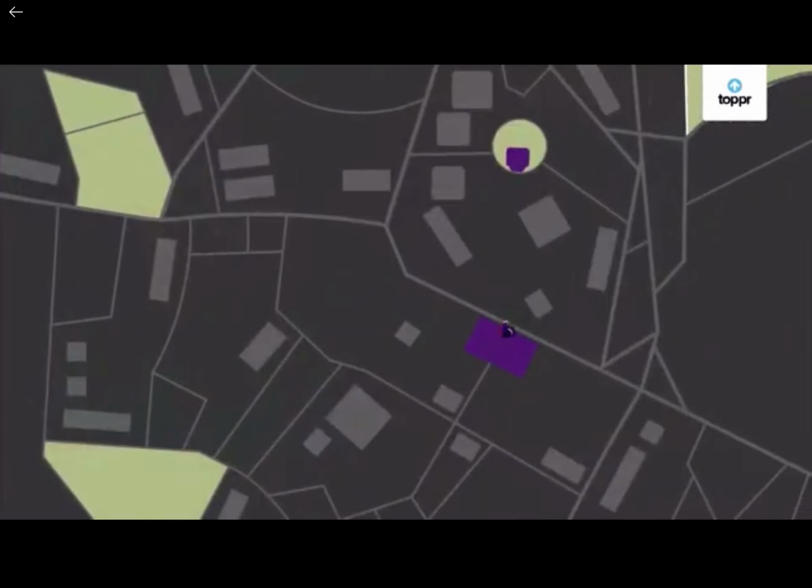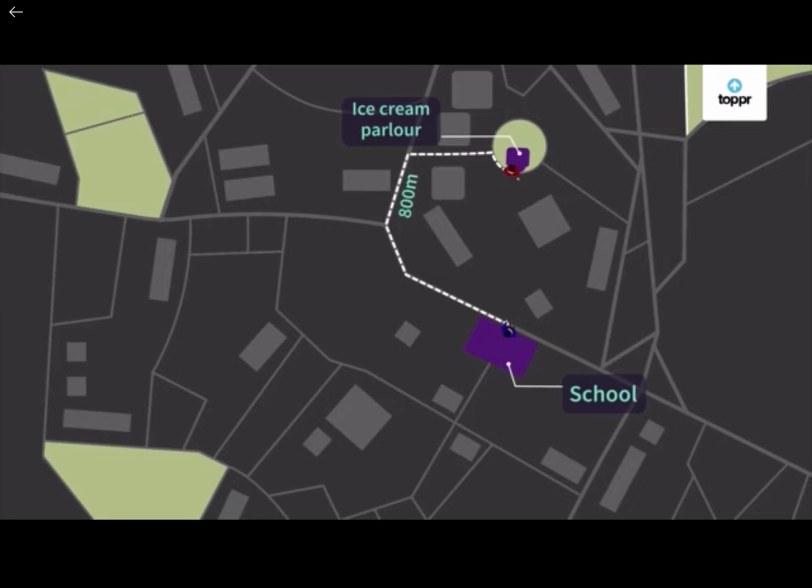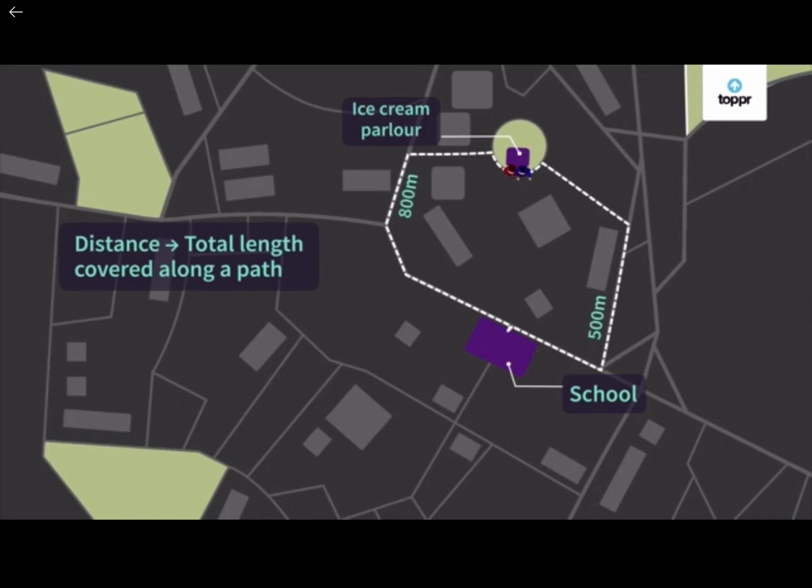Suppose you and your friend ran to the ice cream parlor after school. You took this path which is 800 meters long and your friend took a shortcut which is 500 meters long. We define distance as the total length covered along a path. So the distance traveled by you is 800 meters and by your friend is 500 meters.